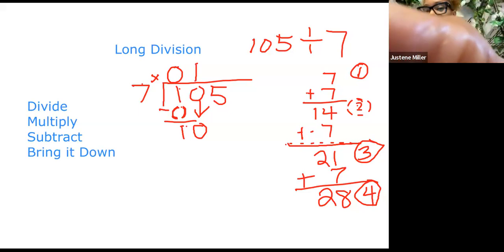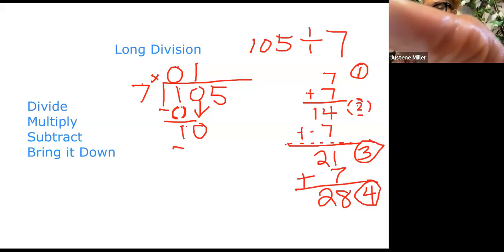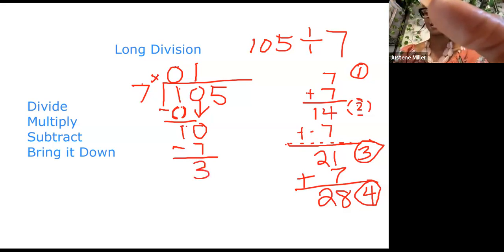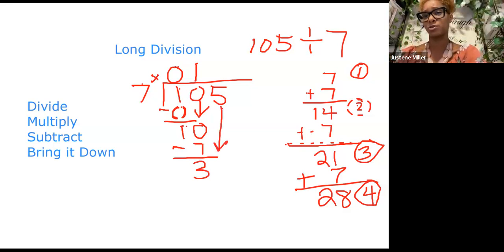Now, second step, multiply. 1 times 7 equals 7. So I'm going to subtract 7. Well, 10 take away 7 is 3. Last step, bring it down. Yes, bring down the next number. Make sure you're drawing those arrows. So I bring down my 5.